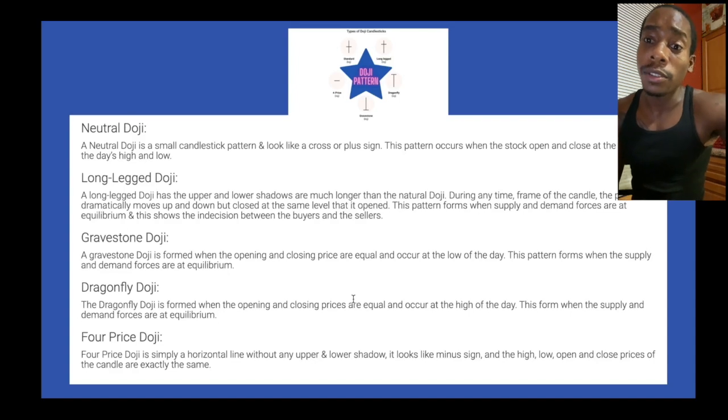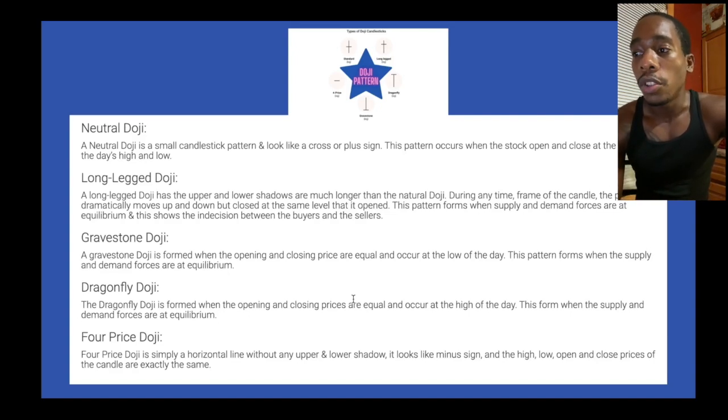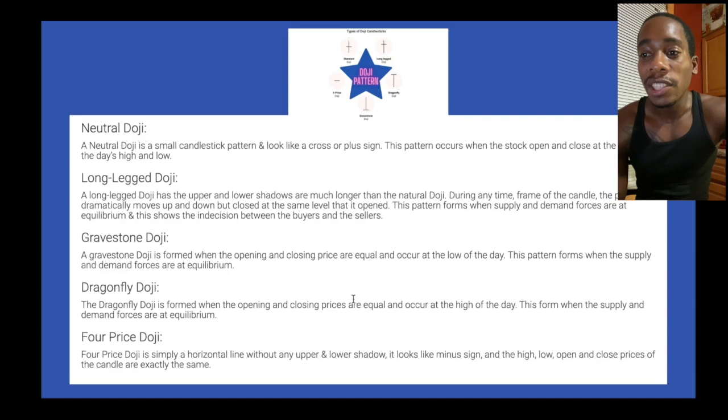Long leg doji, right? A long leg doji has upper and lower shadows that are much longer than the neutral doji. During any time frame of the candle, the price dramatically moves up and down but closes at the same level that it opened. This pattern forms when supply and demand forces are at equilibrium, and this shows the indecision between the buyers and the sellers.